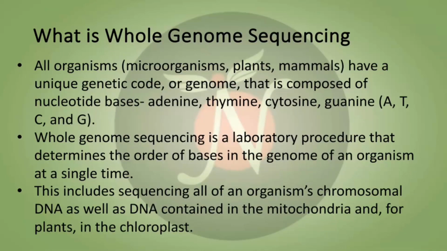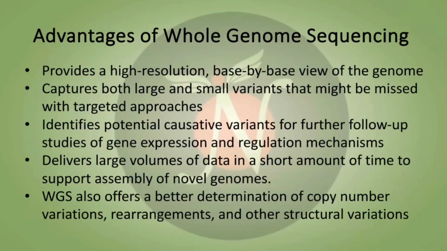What is whole genome sequencing? All organisms have a unique genetic code, or genome, that is composed of nucleotide bases: adenine, thymine, cytosine, guanine. Whole genome sequencing is a laboratory procedure that determines the order of bases in the genome of an organism at a single time. This includes sequencing all of an organism's chromosomal DNA as well as DNA contained in the mitochondria, and for plants in the chloroplast.